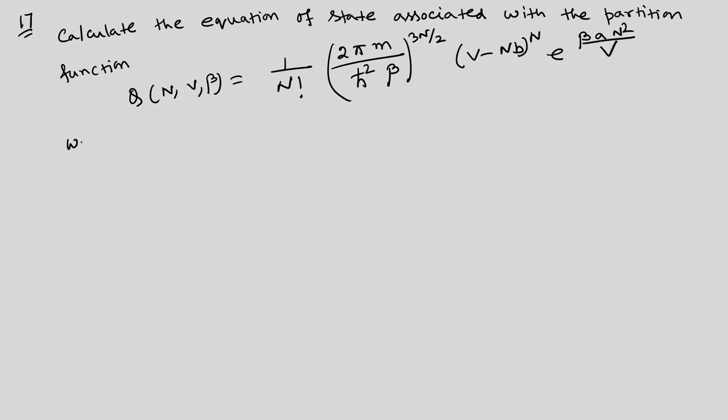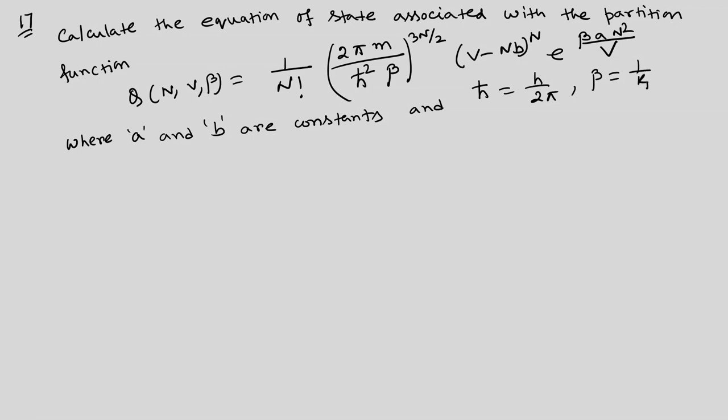Where A and B are constants, and h cross is h by 2 pi, beta is 1 by kB T. V is volume, N is the number of particles, and T is absolute temperature.